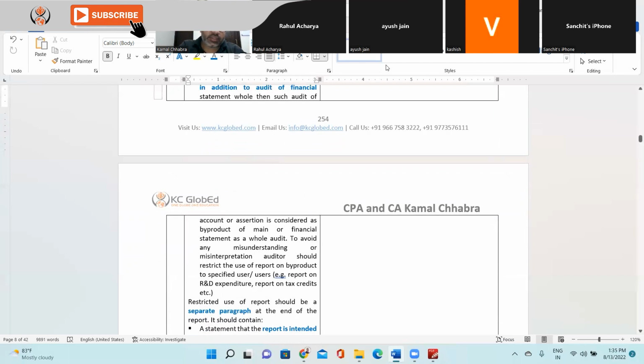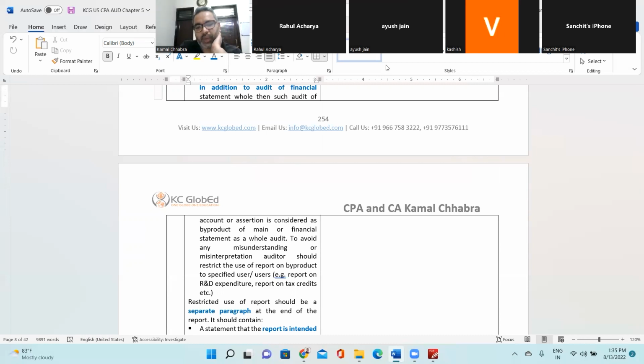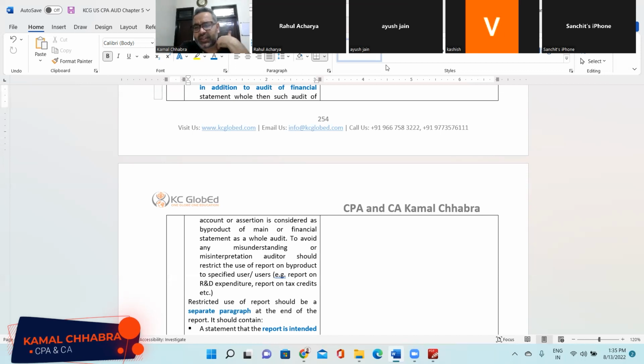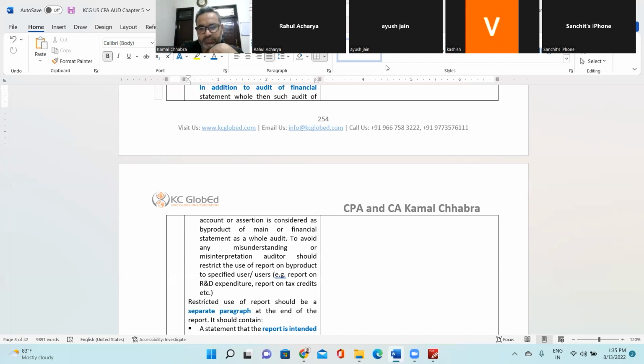To avoid any misunderstanding or misinterpretation, auditors should restrict the use of the report to specified users. So what generally happens? For example, your company is a tech-based company, or a healthcare company, or maybe a pharmaceutical company. They might be investing a huge amount of money in research and development, and for those investments they will be getting a tax credit, or a government grant, or some financial assistance.